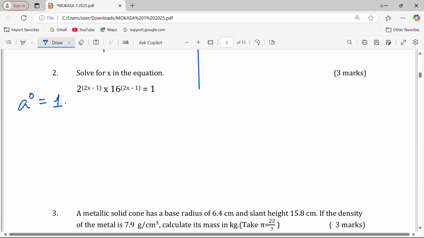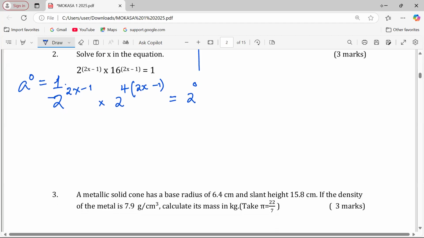So we rewrite our equation such that we have 2 raised to 2x minus 1 multiplied by 2 raised to power 4 into 2x minus 1. This is equivalent to 2 raised to 0. 2 raised to 0 has the equivalence of 1. So there is no change of the expression. Everything remains as it is.